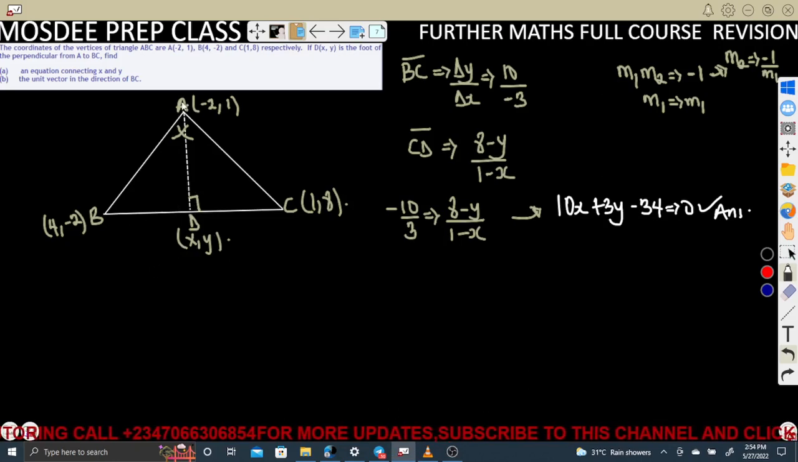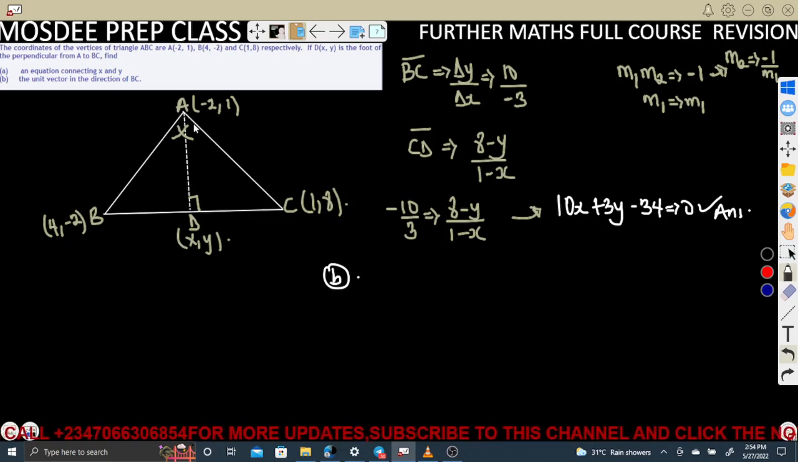So the line here is a perpendicular bisector. If you want to use A and C, you can use it also if you want to. But I'm only going with the line from here, because the line is a parabola. So now the next is B. I think B asks us to find something in vector form: the unit vector in the direction of BC.